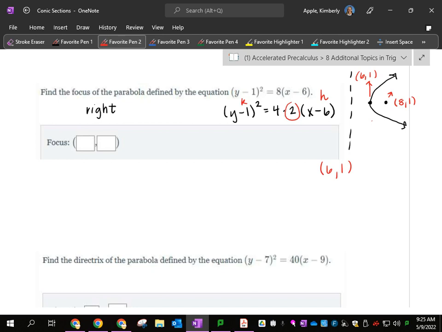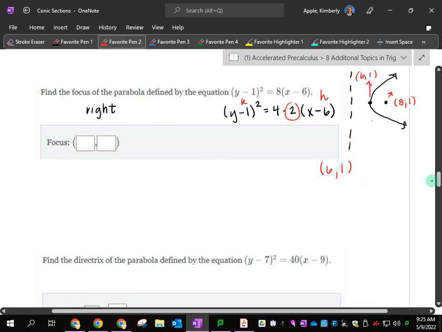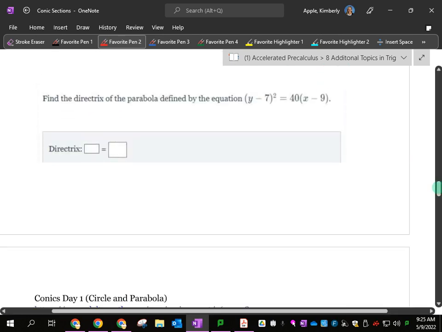Next one. Now it wants me to find the directrix. So the first thing I need to do is rewrite this in the correct format, which this side's already good. This would be 4 times positive 10, so I immediately know it's going to be opening either up or right. Which one's it going to be? Right. It's going to be a right opening with a vertex of what? 9, 7.